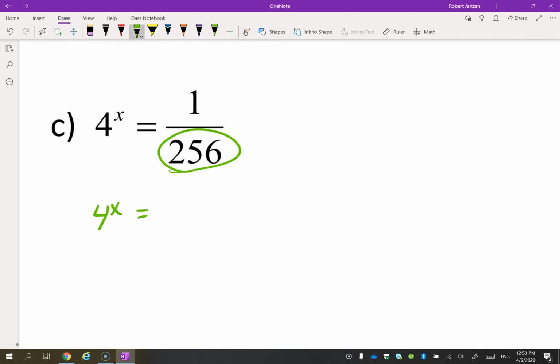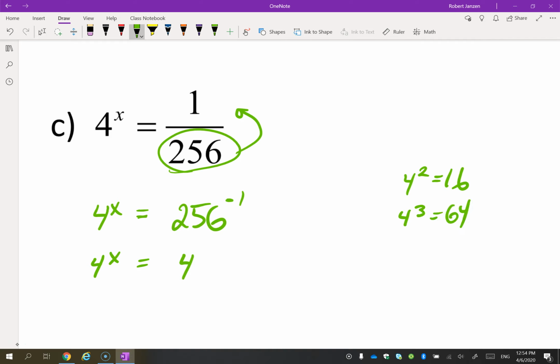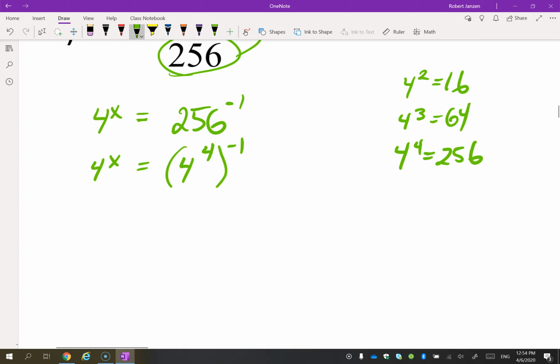Okay, I think I've got it back working here now. I could put 256 back up there by writing 256 to the power of -1, right? That's the reciprocal. So now this lets me go 4 to the power x. 256 is 4 to the power of, well, let's think about it. 4 squared is 16. 4 cubed is 64. 4 to the power 4 is 256. So it's 4 to the power 4 all to the -1. So I get 4 to the power x is 4 to the power -4. This means that x is -4.